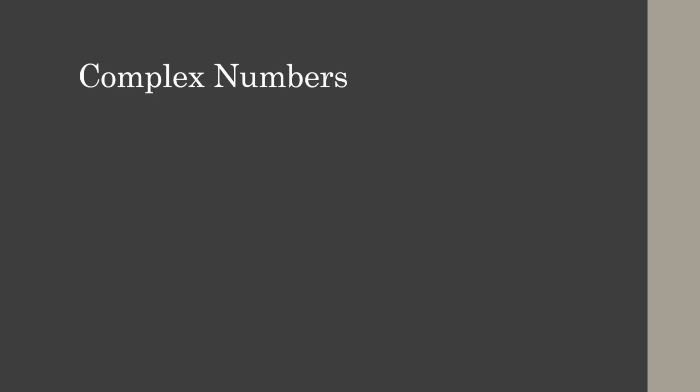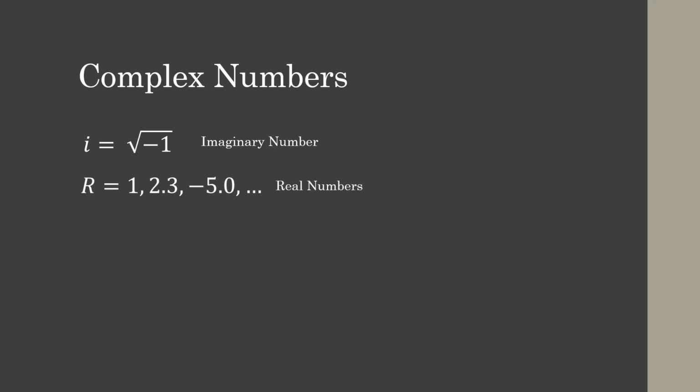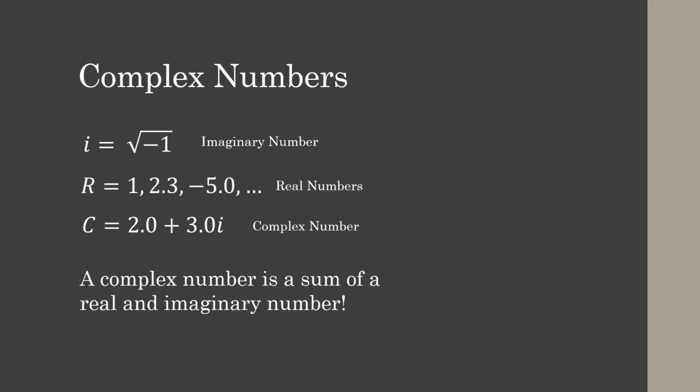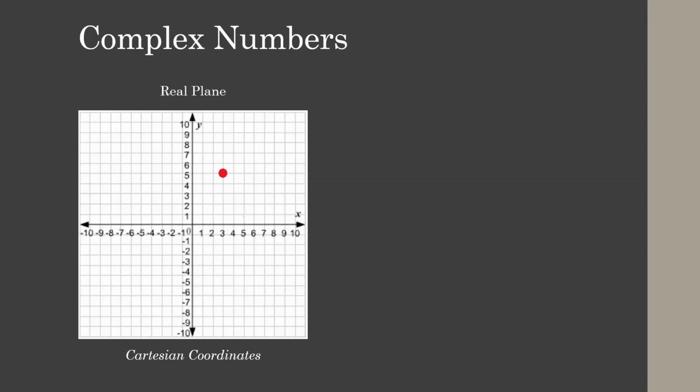So let's start out with complex numbers. You may have remembered from your time in algebra in middle school that i is used to denote an imaginary number, and i is simply the square root of negative 1, whereas a real number can be any real number, any decimal, any integer, and then a complex number is just the sum of a real and imaginary number, so it has a real part and an imaginary part. Complex numbers are pretty easy to understand.